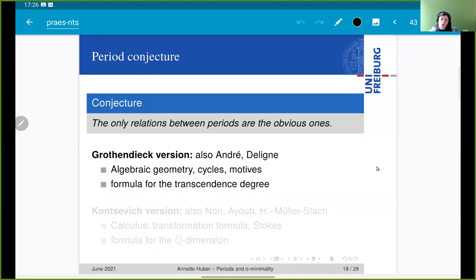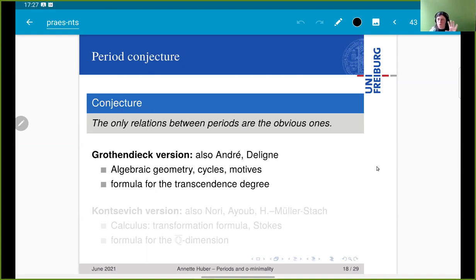And then if you replace pure motives by mixed motives, that's the Grothendieck formulation of the period conjecture. The only relations between period numbers are the ones coming from functoriality for motives. And if you specialize to one motive or one algebraic variety, then you get a finitely generated algebra of periods of that particular variety. And this point of view gives you a formula for the transcendence degree of that algebra. So the prediction is that the transcendence degree should be equal to the dimension of the motivic Galois group. So that's one point of view.